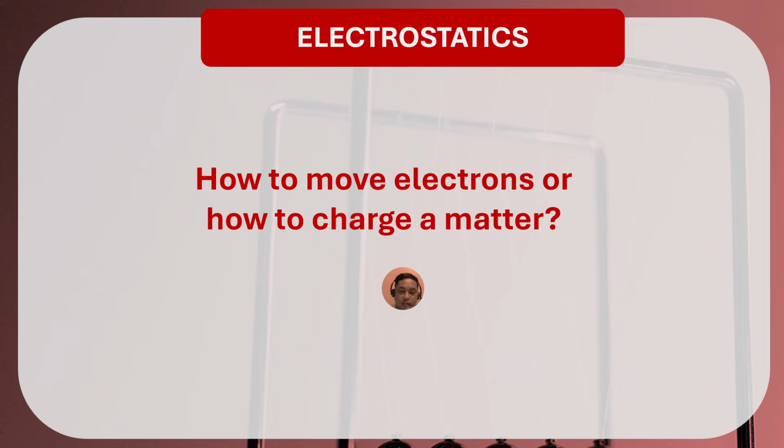Okay? How to move electrons or how to charge a matter? This is now a good question to start. When is the time that electrons will be freed or will move from one atom to another or from one material to another? And remember, when there is movement of electrons, there will be an imbalance of electrons. So again and again, when there is an imbalance of electrons, the atoms are no longer neutral. They carry a charge. So they are now charged atoms or ions.